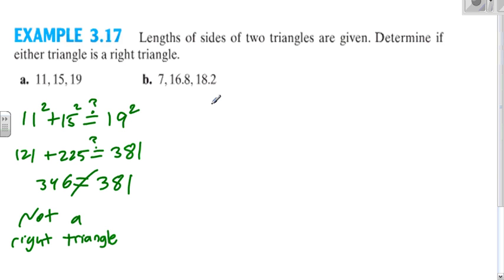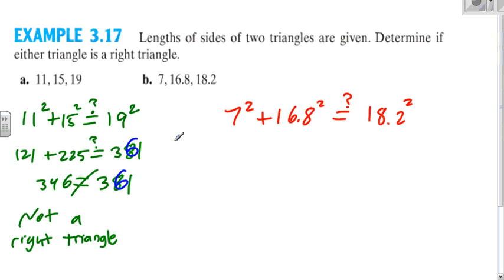We'll apply the same process for example B. 7 squared plus 16.8 squared. Does that equal 18.2 squared? I misspoke over here. It's not 381, it's 361. But it's still not equal, so it's still not a right triangle.